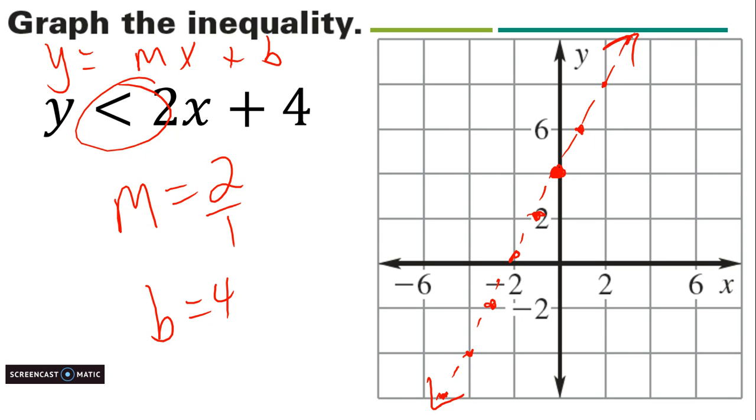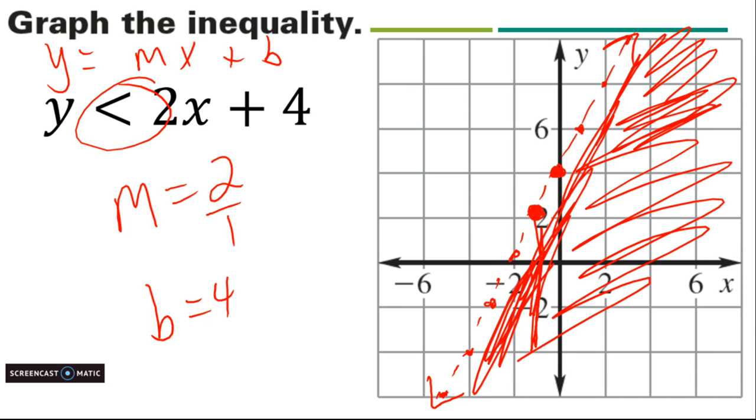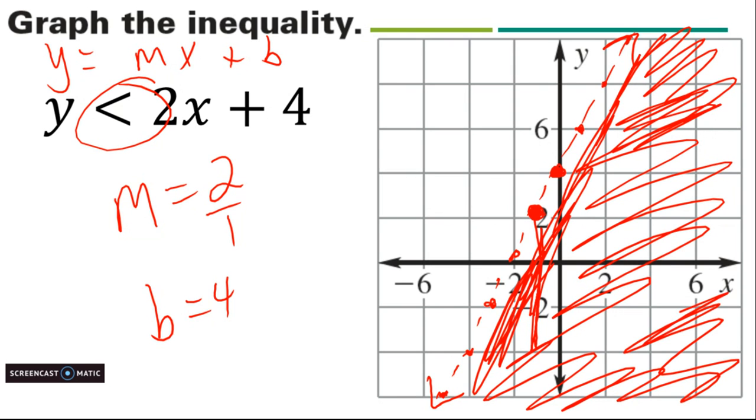And then we have to shade. And so what I would do is I would come down to one of these points. And since it's less than, we want to shade below. So I'm going to go down from this point, which is over here, and then I'm going to shade everything that is on that side of the line. It doesn't have to be perfect, but we do want to try and shade as much of it as possible.